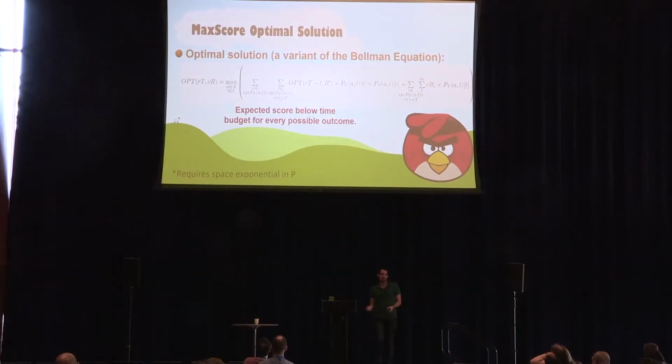We can, of course, try to solve the problem optimally by using a variant of the Bellman equation, which basically means computing the expected score below the time budget for every possible result of the executions of agents on levels. But this, of course, cannot be done practically. It's exponential in the performance profiles. And remember that we are at the meta level, so we need to make decisions really fast because we actually need to play the agents on the game.